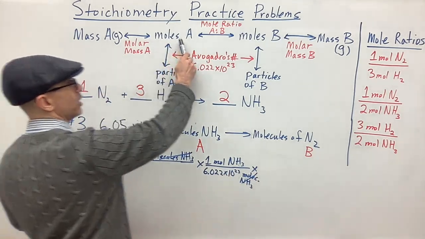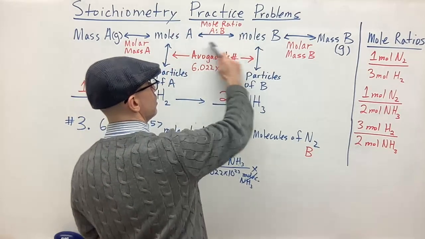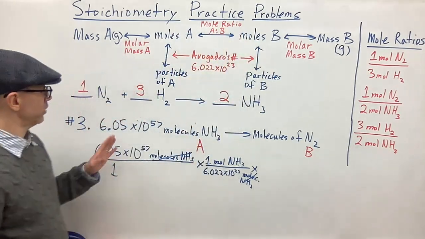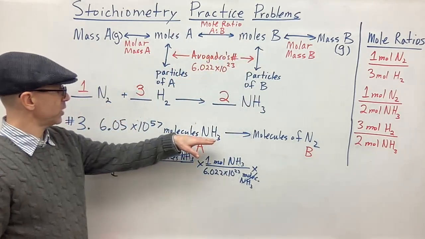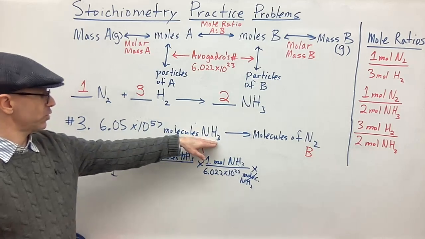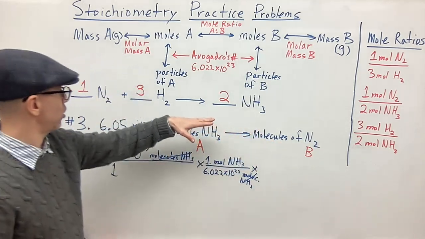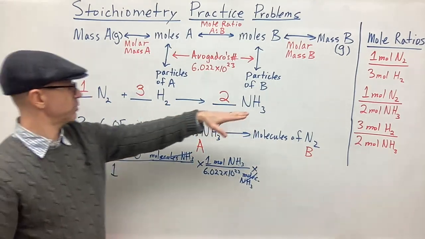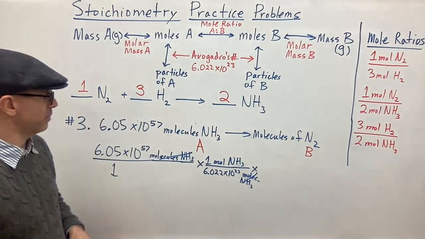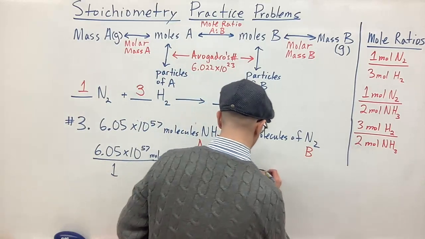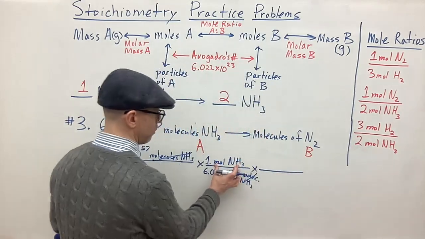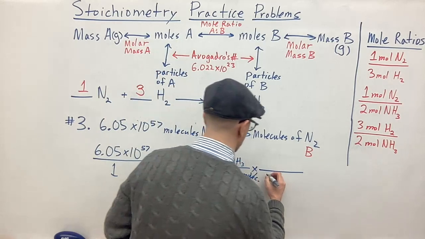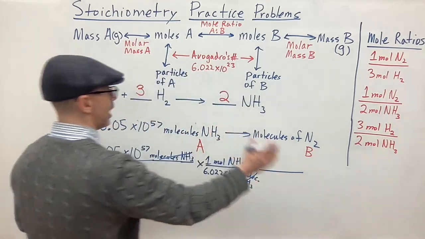So now I'm here. I have moles of A. I want to go from moles of A to moles of B. So I'm going to use the mole ratio. This time it's between NH3, ammonia, and nitrogen. So ammonia and nitrogen, it's going to be 2 to 1. So I set up my mole ratio. I have moles of NH3 on top, so I want moles of NH3 on the bottom.